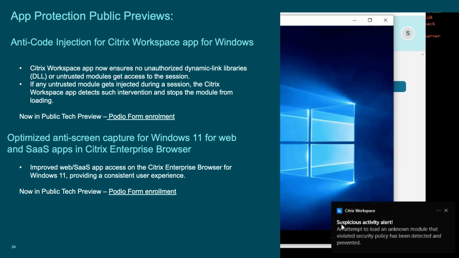Thanks, Heather. And on the client side, we continue to enhance our app protection policies, which offer enhanced security and IP protection for endpoints, with two new tech preview enhancements. The first is anti-code injection. So in this scenario, if an untrusted DLL module is injected during a session by a malicious attacker, the Citrix Workspace app detects it and stops the module from loading, or stops the session from launching, protecting against a compromised endpoint. And we've got another update as well for our customers with Windows 11. We now have enhanced protection for web and SaaS apps delivered through the Citrix Enterprise Browser, so that our anti-screen capture performance stays consistent and seamless for those Win 11 users. So real wins all around in that experience and performance.